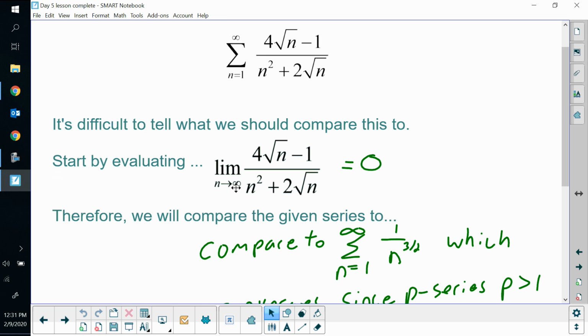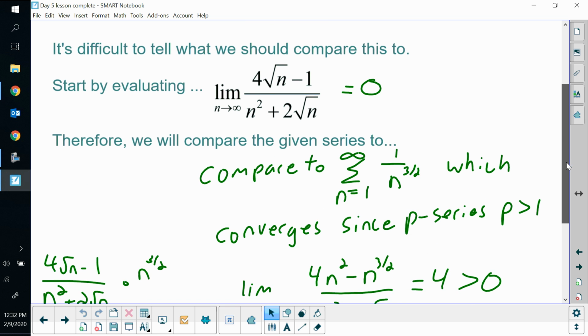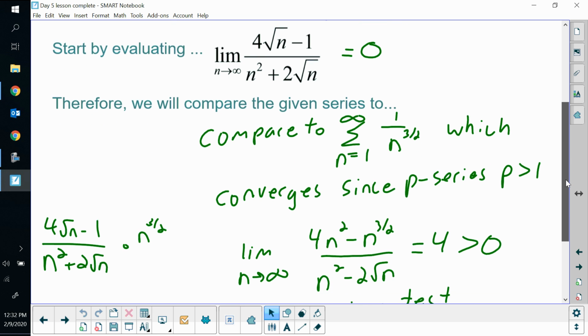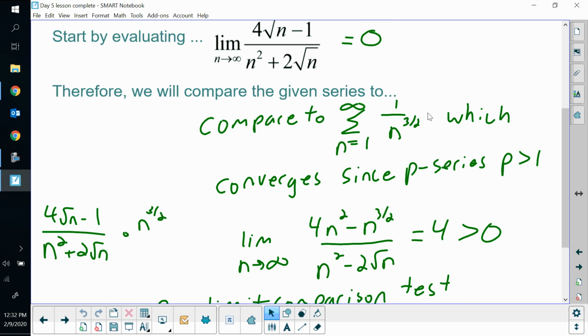Now right here, notice what I was doing is I was just checking for the nth term test. But the degree of the bottom is greater, so this went to 0. Because if this didn't go to 0, then, well, great, we already would know it diverges by the nth term test. But it goes to 0, so we don't know that. So we know our series 1 over n to the 3/2 converges by p series with p greater than 1.